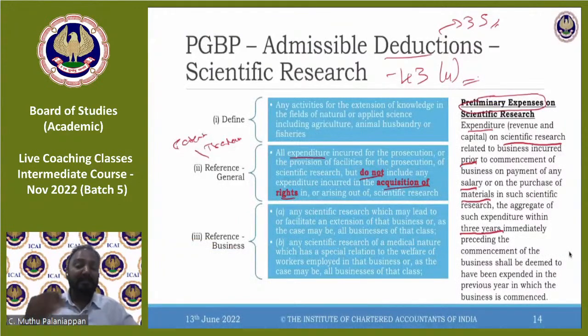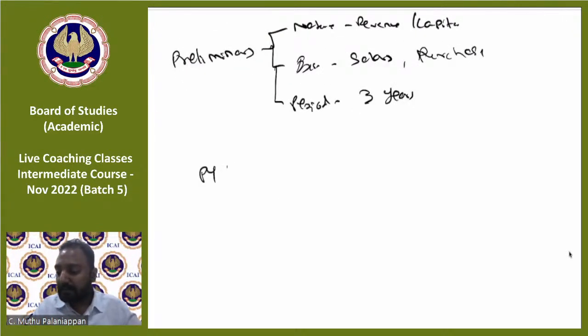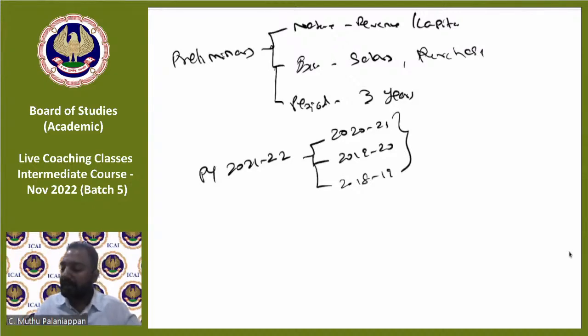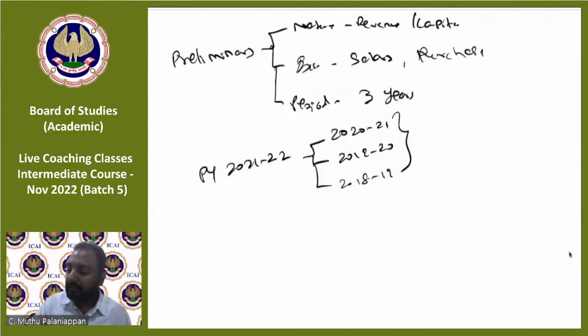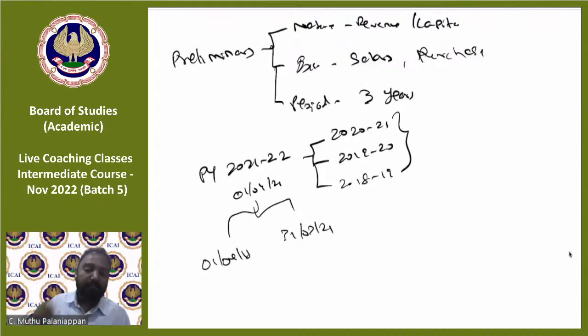So your scientific research expenditures in the past 3 years of commencement, such as salary or purchase of material, can be considered as a scientific research expenditure incurred in the current year. So if my commencement is in previous year 21-22, I can go back 3 years. So I can include 2020-21, 2019-20, 2018-19. So these 3 years are eligible years. That's what you're calling 3 years preceding the commencement of business. 3 years immediately preceding the commencement of the business. So if my business commenced in 21-22, 3 years immediately preceding that. So it's exactly the date, not even the year. It is 3 years immediately preceding the commencement of business. So if it is 1st April 21, then this applies: from 1st April 18 to 31st March 21. So this is the period of preliminary expenses. Clear?